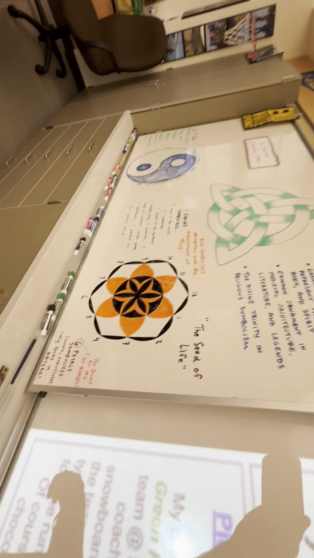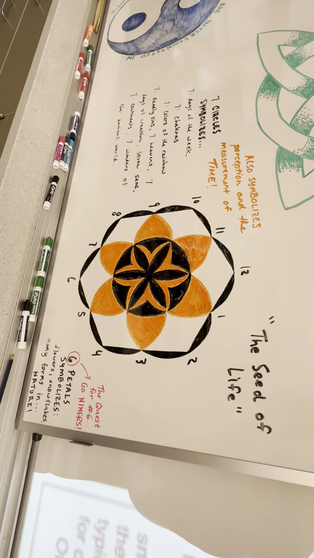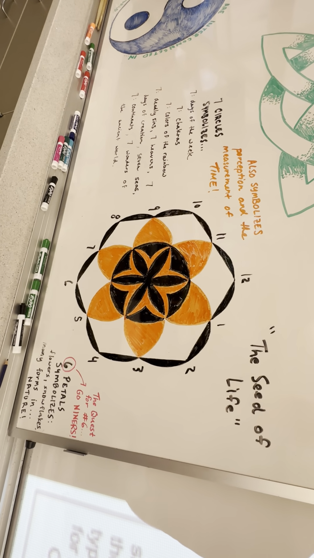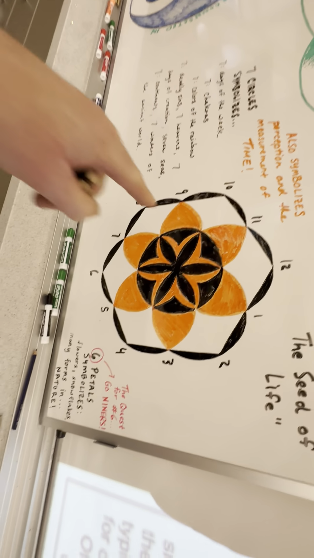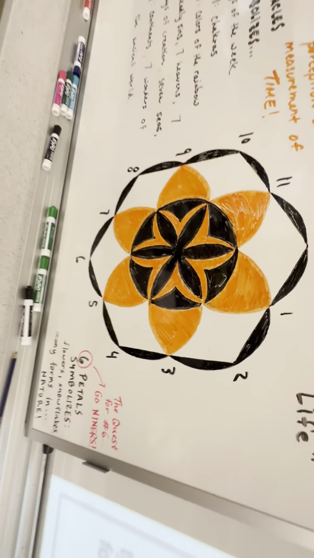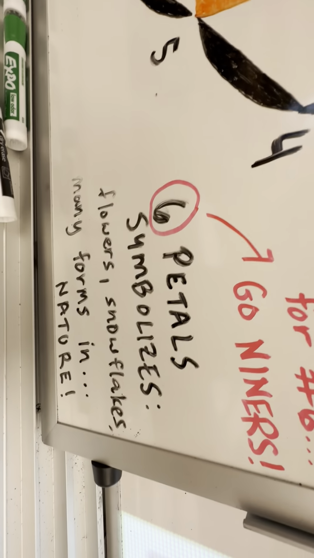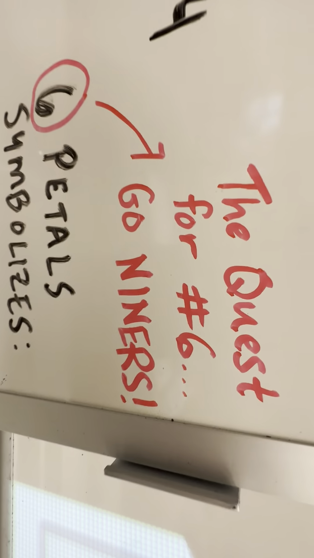I did the seed of life. So quest for number 6, go Niners. Super Bowl on Sunday. But the seed of life, 6 petals in the middle. 1, 2, 3, 4, 5, 6 plus 1, 2, 3, 4, 5, 6. Symbolizes flowers, snowflakes, many forms in nature, also.